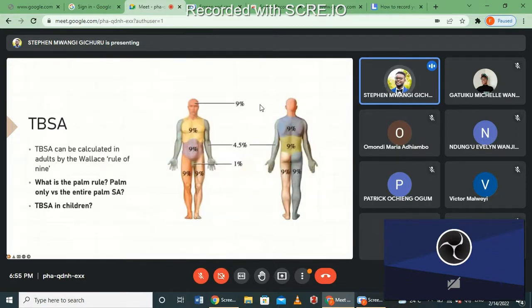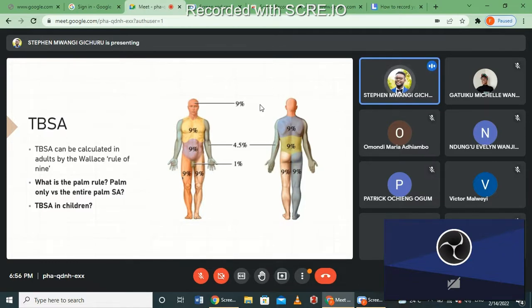So when we're talking about total body surface area, you can use the rule of nines by Wallace, but there's the Lund and Browder chart. I don't know whether anyone is aware of it. It's a bit more accurate compared to the rule of nines, although you tend to find that all these are just estimations.